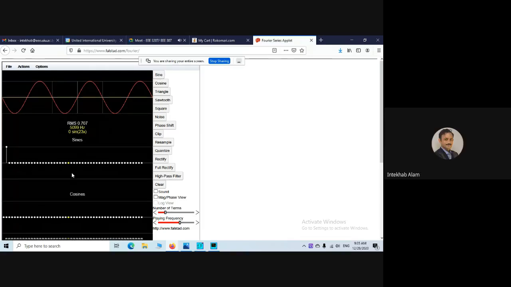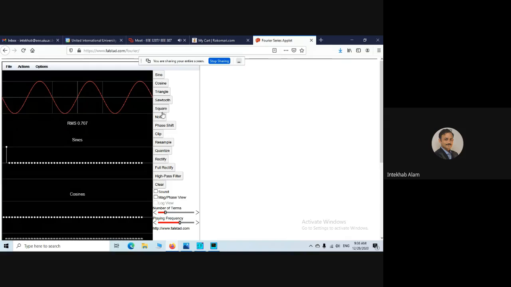This is a sine wave. Please check the output: RMS equals 0.707. You may keep this free software, which is from maybe Harvard University or something like this. This is a Java applet. When you choose this type of value, the frequency is 221 hertz. So this is a pure sine wave.